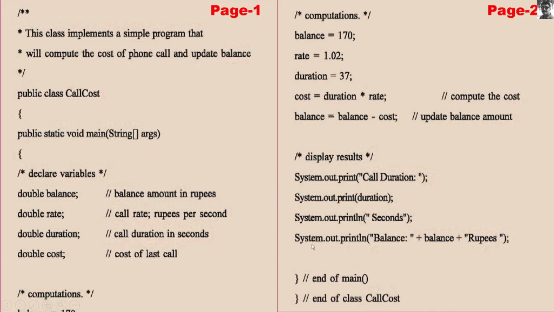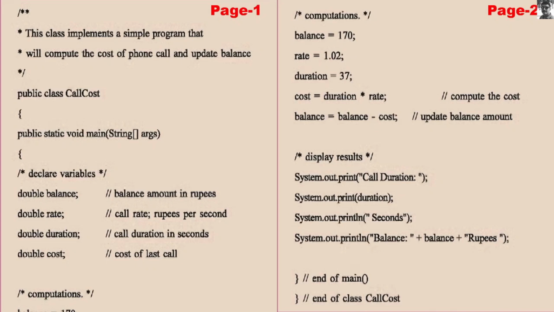And then on the next line it will print System.out.println balance. Again it is written within inverted commas, so this will be printed as it is, plus balance without inverted commas, so it will print the value of this latest balance, that is 170 minus whatever cost, and rupees. So the final second line will be printed as balance some value rupees.